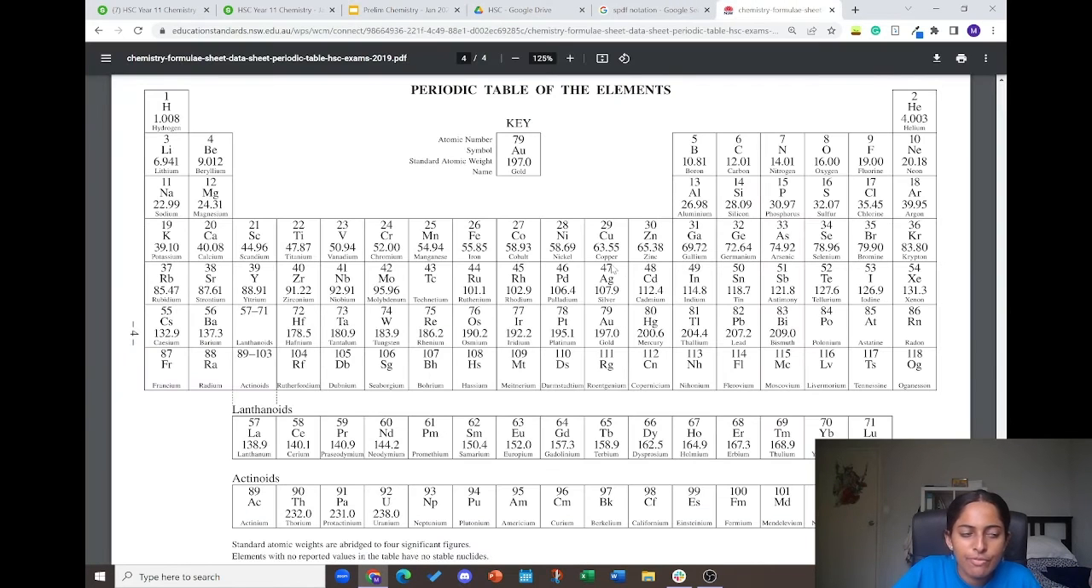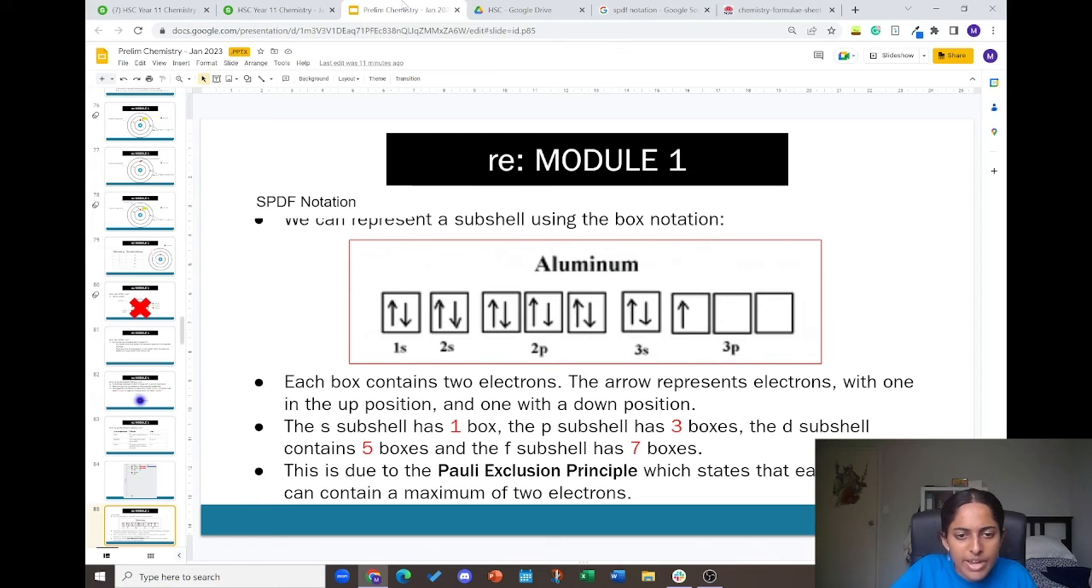So let's say someone asks you to write down the box notation for aluminium. We go to the periodic table firstly, and we look at the atomic number of aluminium. The atomic number of aluminium is 13, so if you have 13 protons, you're going to have 13 electrons, because in an atom, everything is going to be equal, ideally. So we're going to say that it has 13 electrons.